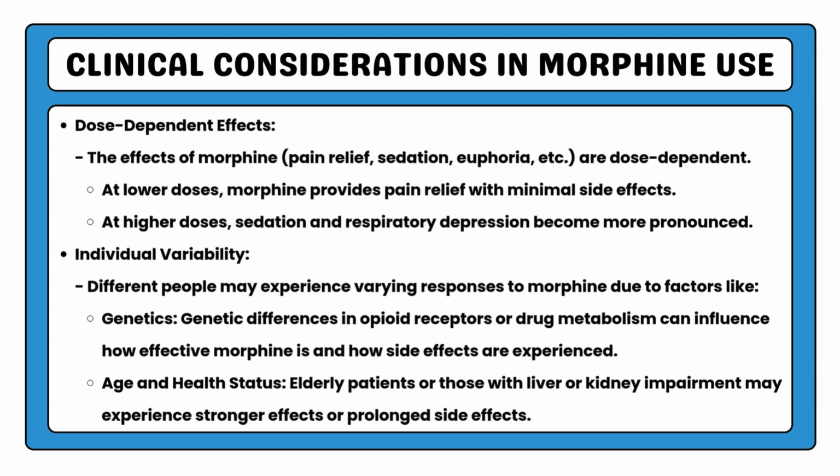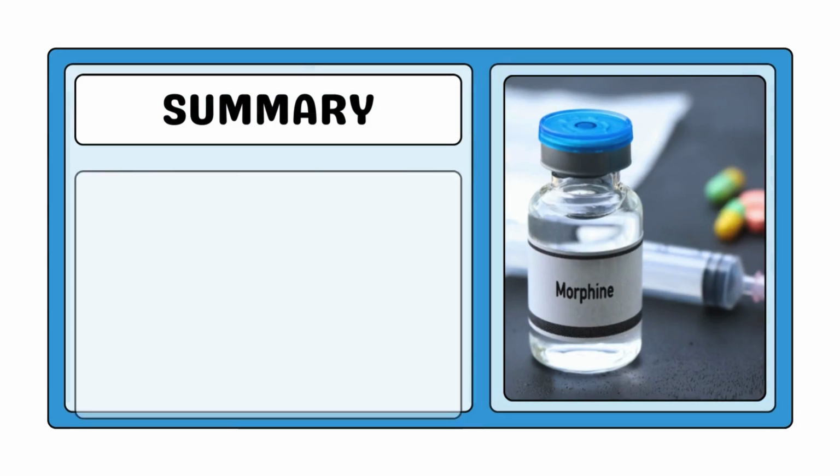Clinical considerations in morphine use: dose dependent effect. The effects of morphine are dose dependent. At lower doses, morphine provides pain relief with minimal side effects. At higher doses, sedation and respiratory depression become more pronounced. Individual variability: different people may experience varying responses to morphine due to factors like genetics and age.